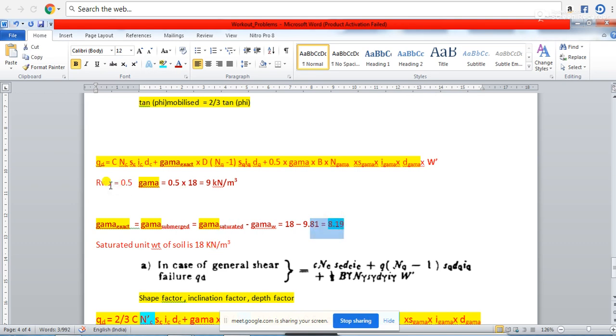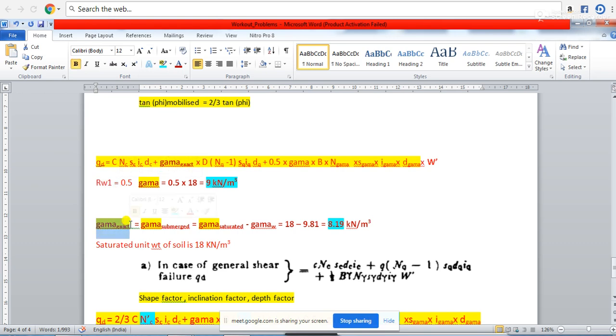Instead of that, if you use RW1, what value are you getting? You are getting 9 kilonewton per meter cube. So this is what you will have to do in case of using your Indian Standard code. You will have to use the gamma exact value. What is the Indian Standard code saying? Instead of using this RW1 factor, you use the gamma exact value.